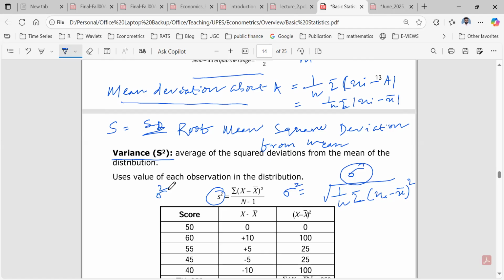For sample it is written S square, but the notation will be similar, but you should know what is sigma square. You can observe one thing over here. Why is it n minus 1 in this slide, and why have I written 1 upon n in the formula? Who will tell me? What is the difference?